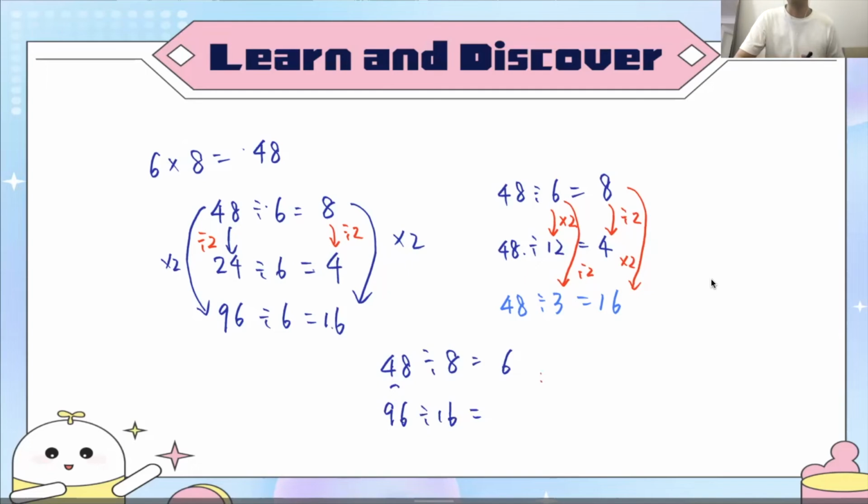How do we change? From 48 to 96, we times 2. And from 8 to 16, we times 2 as well. But for the result, we write down 6 here, and when we do some change on the dividend, we do the same change. But when we do some change on the divisor, we need to do the inverse change.